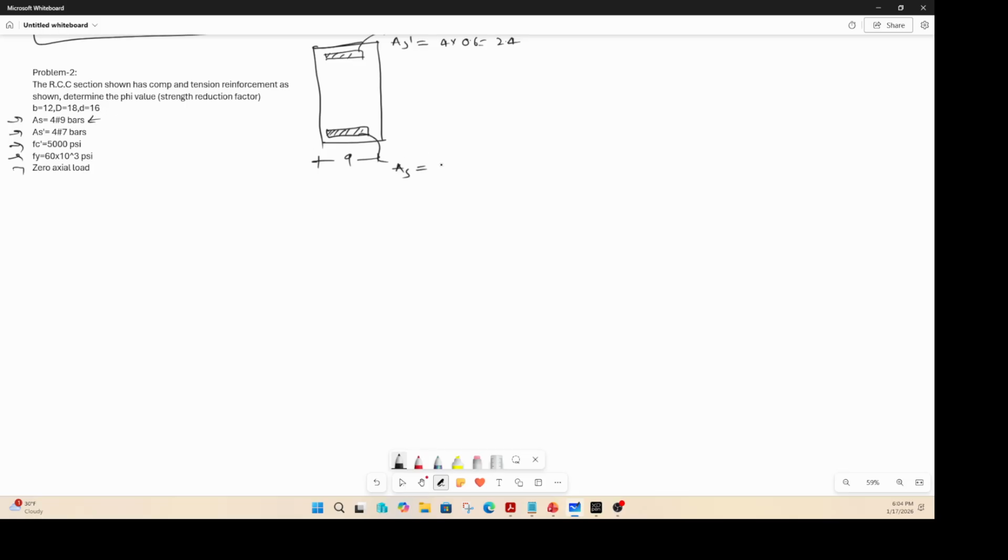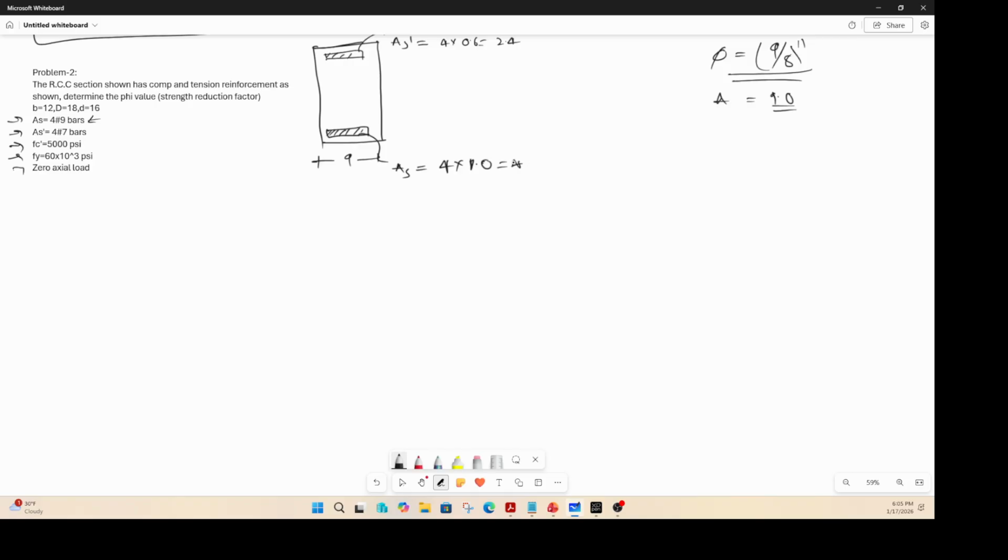Number 9 bar, you must be a little careful. The diameter of number 9 is not 9 by 8. You'll have to go to the table in your PE handbook and pick it up. But then the area of number 9 is 1.0. So let's handle the area part. Because we know there are 4, and each number 9 bar is 1 inch square, you have 4 inches square as your AST.